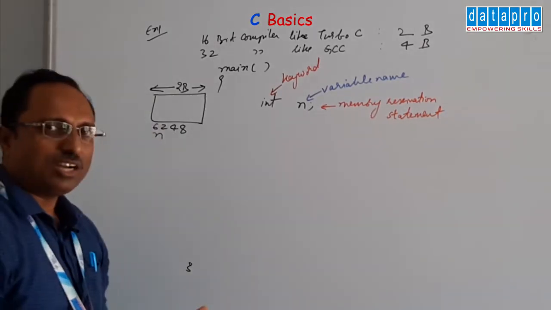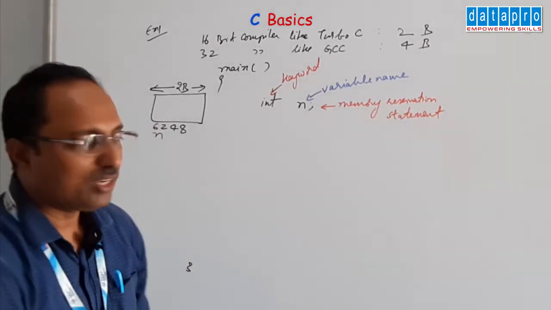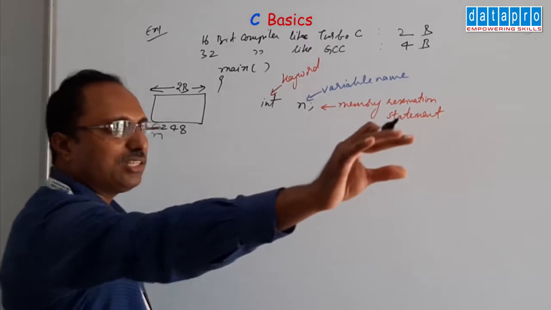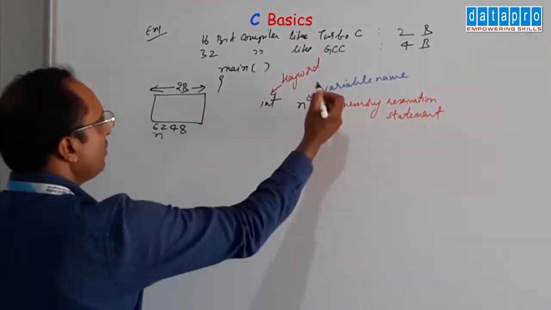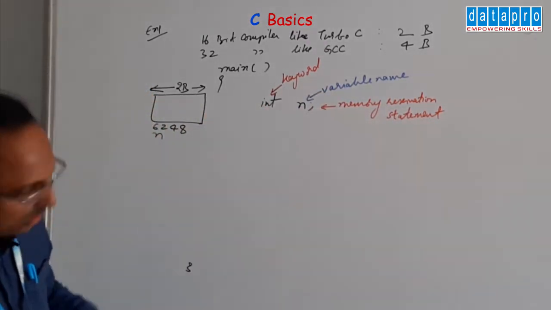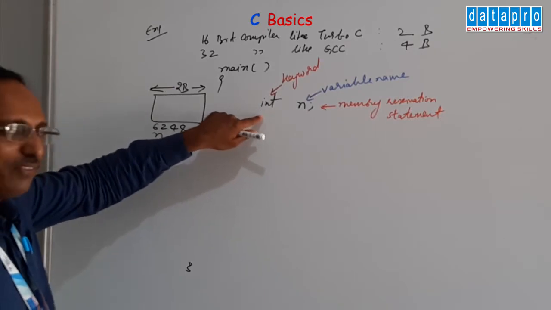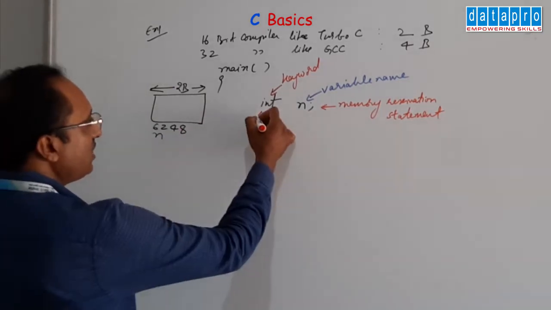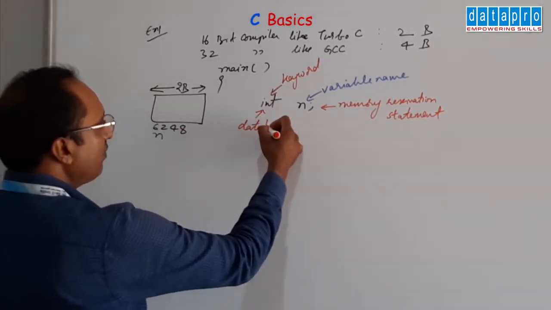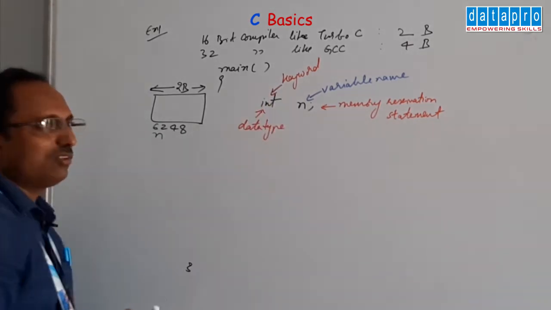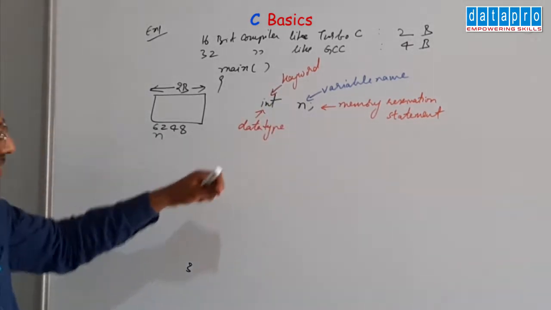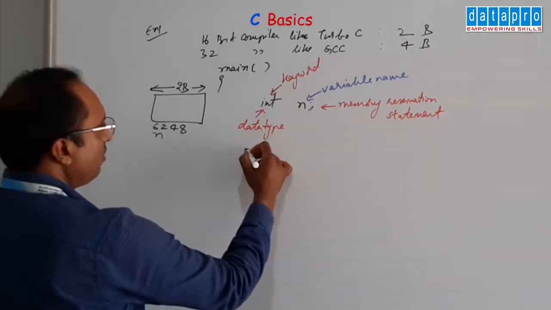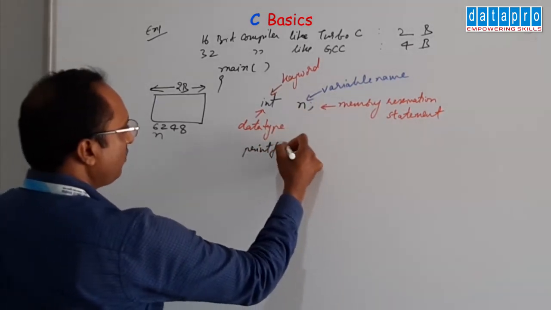Now, what do you have to do? Ask the user to enter a number. You know how to display some message on the screen. One more point. This is a keyword, and this is known as the data type. What type of data are we entering? It is indicated by that keyword. Now, we have to ask the user to enter a number.